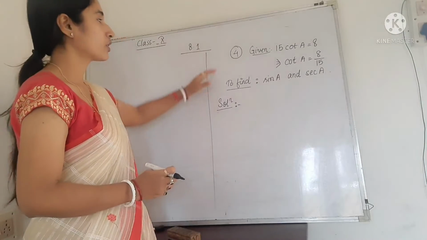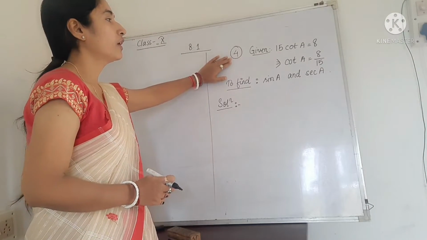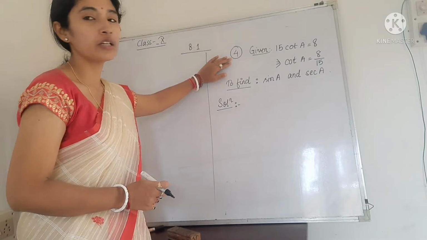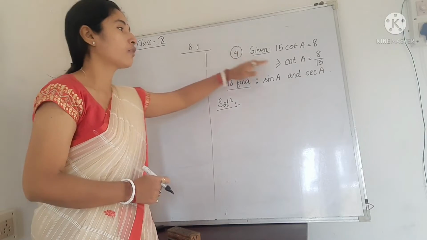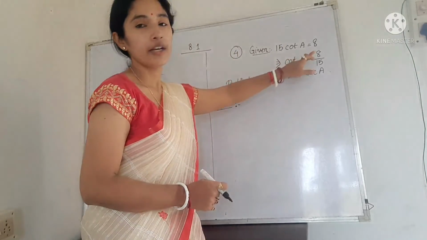You can see the next question. In question number 4, it is given that 15 cot A is equal to 8. From here we can find the value of cot A, that will be 8/15.